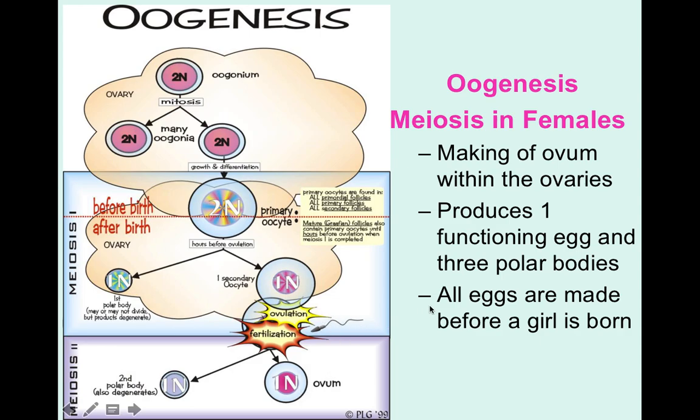And then the last thing you need to know is that girls are all born with their immature eggs. So if a little girl is born, she already has all the eggs she will have for her lifetime. They're not mature and ready to be fertilized, but they're there inside her ovaries. And we'll learn more about that when we get to the menstrual cycle, as to how they're released.